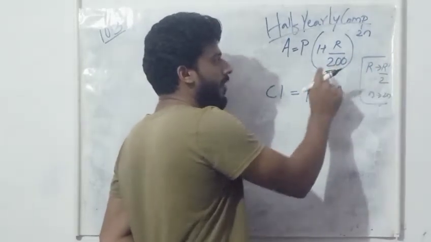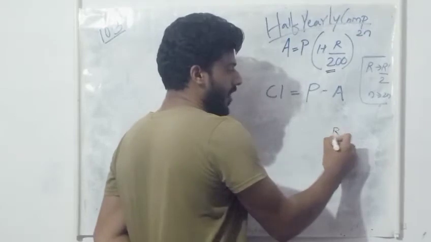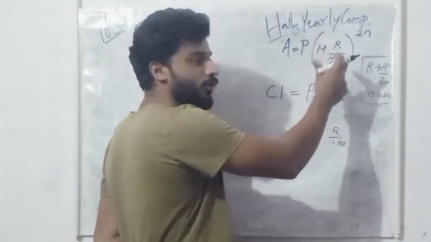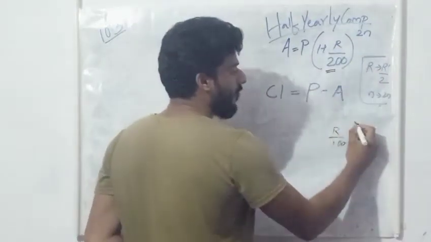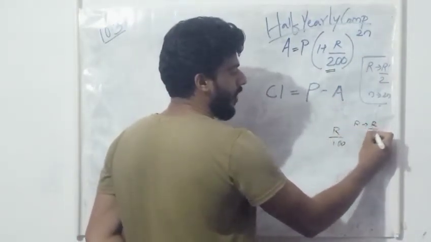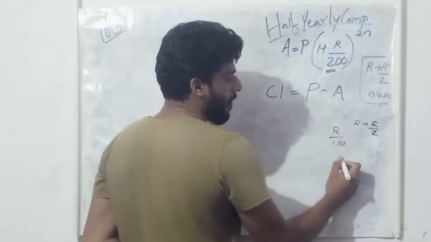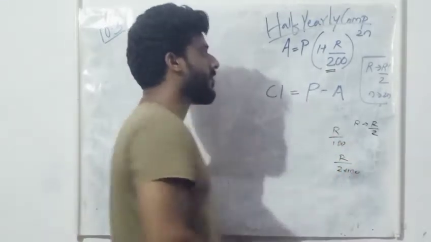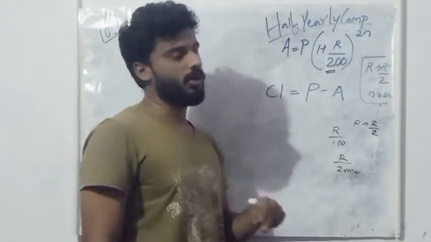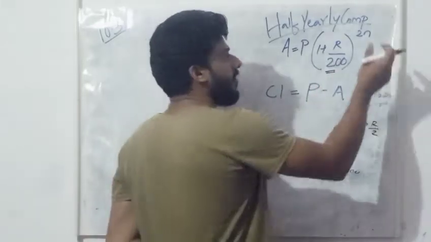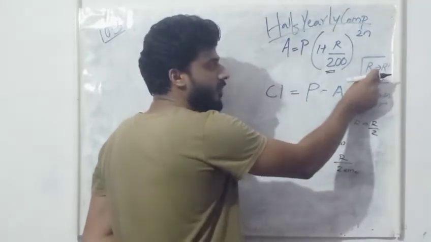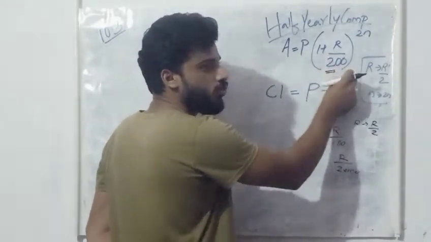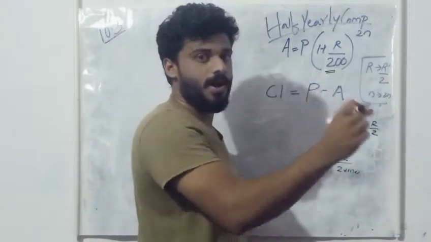Why does it become 200? It was r by 100, but when we are calculating half yearly, our r will become r by 2. So it will be r by 2 into 100, and thus it is r by 200. The other difference is in terms of rate: r becomes r by 2. So the equation will be 1 plus r by 200 instead of 1 plus r by 100.